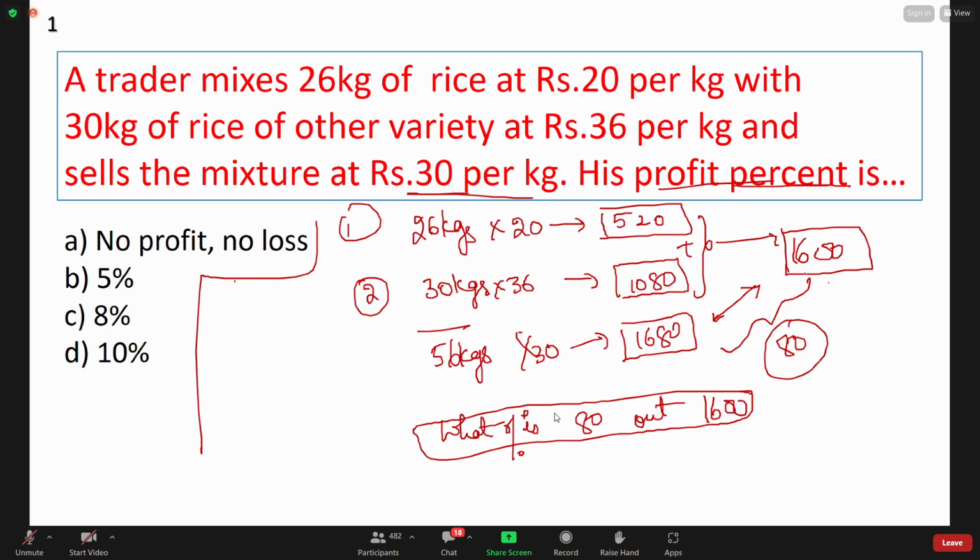How would you calculate 1600? You can do 80 by 1600 into 100. You can also do this: 10% is 16, into 5 would be 80. So what is this? 5%. Okay, 5%. Anyone has a question on this?